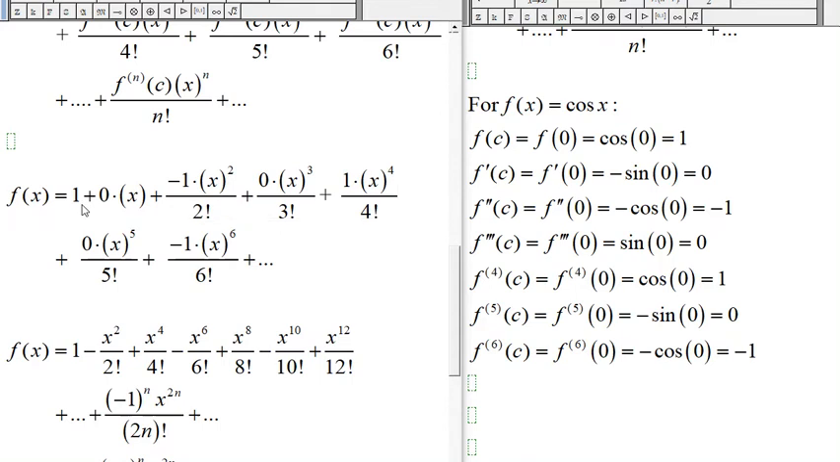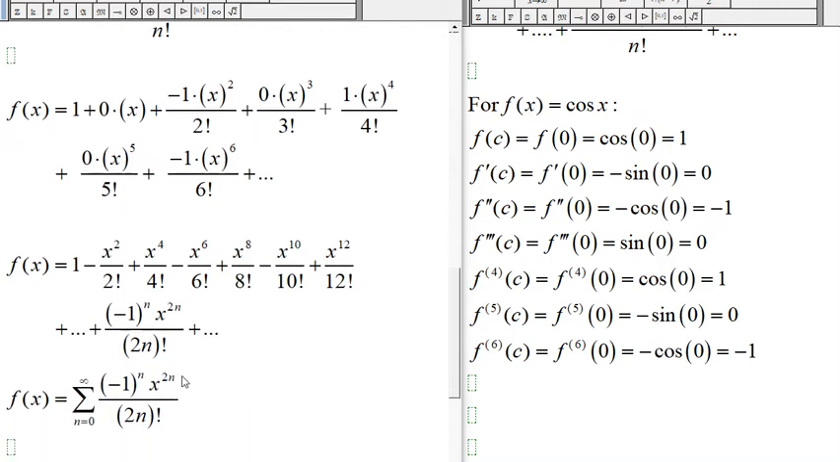And so we'll end up with 1 minus x squared divided by 2 factorial plus x to the fourth divided by 4 factorial minus x to the sixth divided by 6 factorial. And so the pattern is going to be positive, negative, positive, negative, positive, negative, and so on. And the nth term formula is going to be negative 1 to the n times x to the 2n, because all of the exponents here are even. And then here we have all the positive even factorials, so it's going to be 2n factorial.